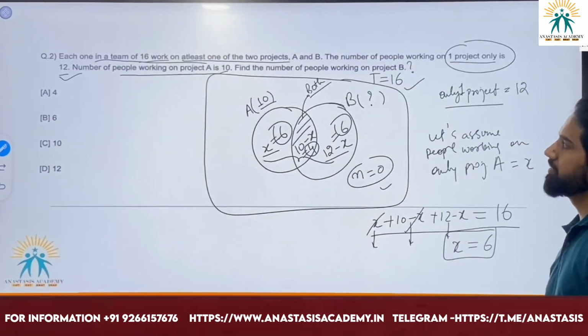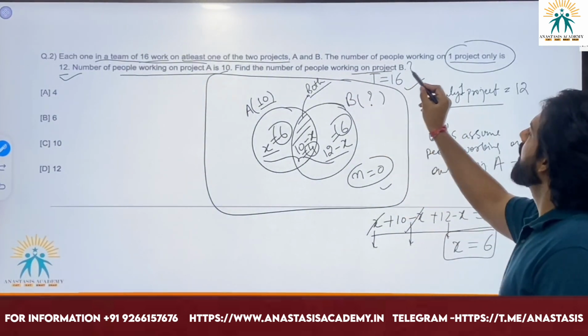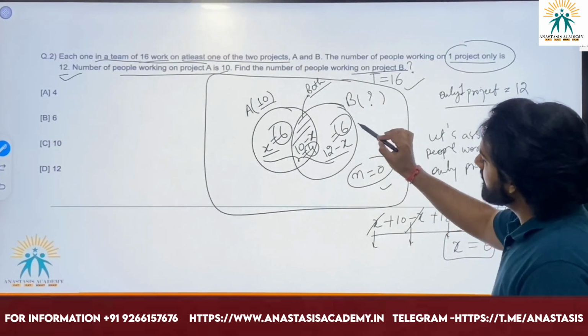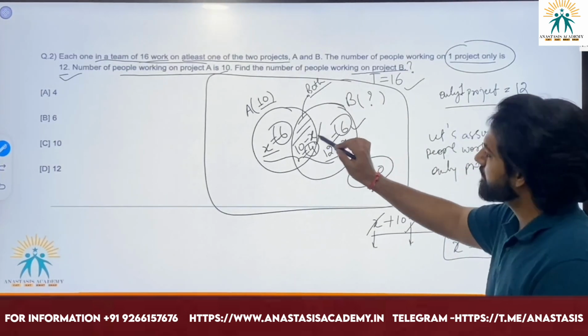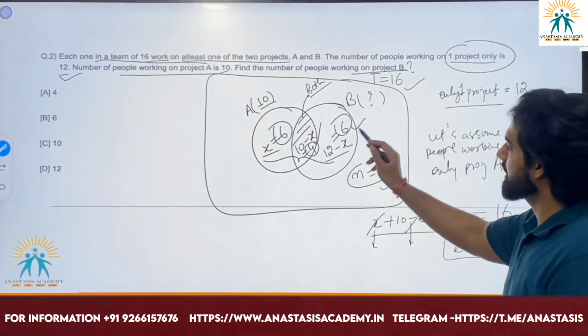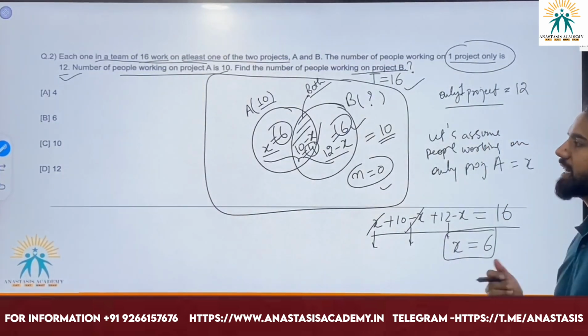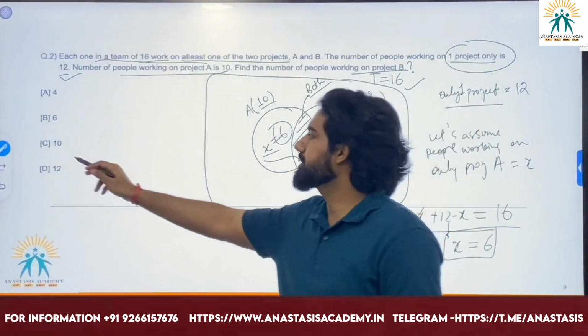So what is asked? Find the number of people working on project B. So people working on project B would be 6 plus these 4 people who are working on both these projects. So 6 plus 4 would be 10 people. So the correct answer to this question is option C.